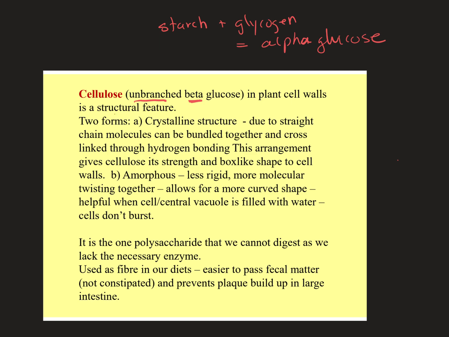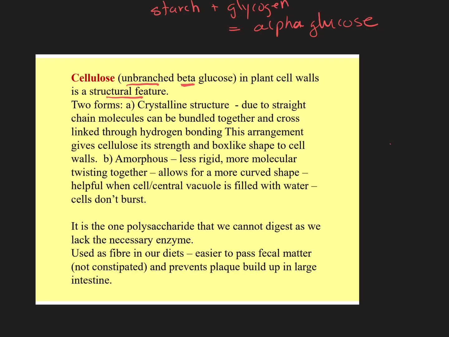And it is, as I mentioned, a structural feature. It is not used as energy storage. And here I mentioned the crystalline structure gives it its strength and box-like shape, and the amorphous, which I said was a little less rigid, allows the cell to curve just a little bit, especially when its central vacuole fills with water. So between the two, crystalline and amorphous, you get strength with some flexibility, so that the cell doesn't burst. Okay, and I should mention this entire slide is IB.